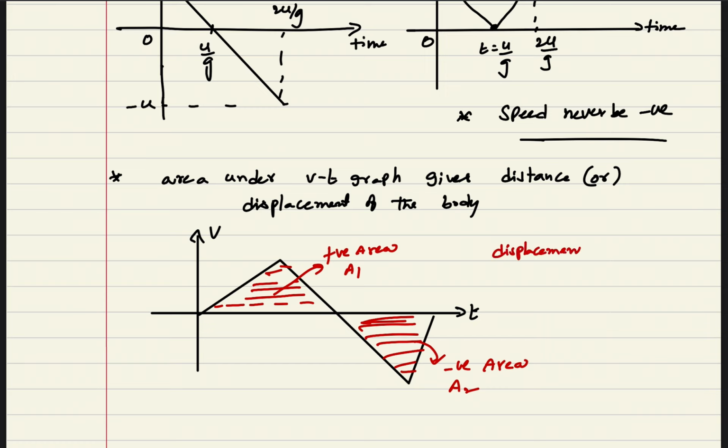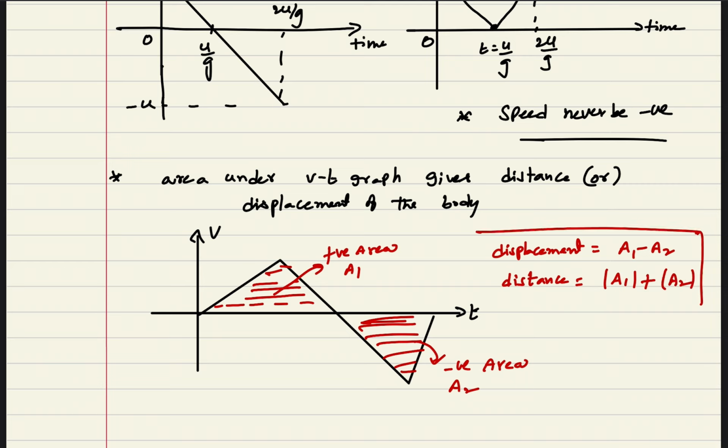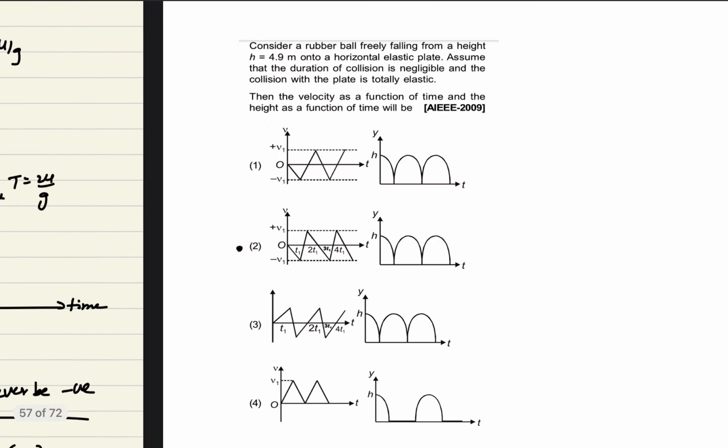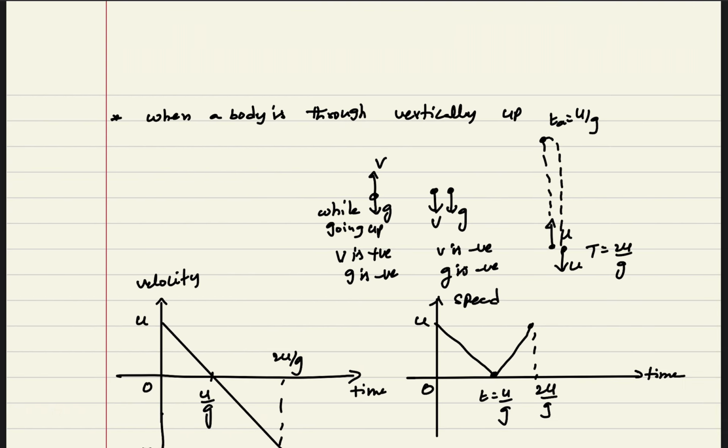If you want to calculate displacement, it is equal to positive area minus negative area. Suppose you want to calculate distance, you have to write the positive area plus the magnitude of the negative area. See the difference between the distance covered and displacement. You have to take only the magnitude of that. Understand that? This is the process to calculate the area under the graph, and you will get the displacement or distance.